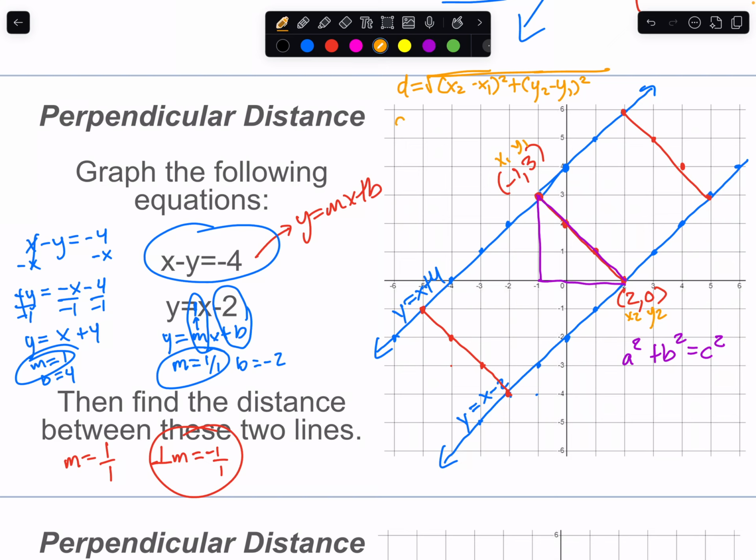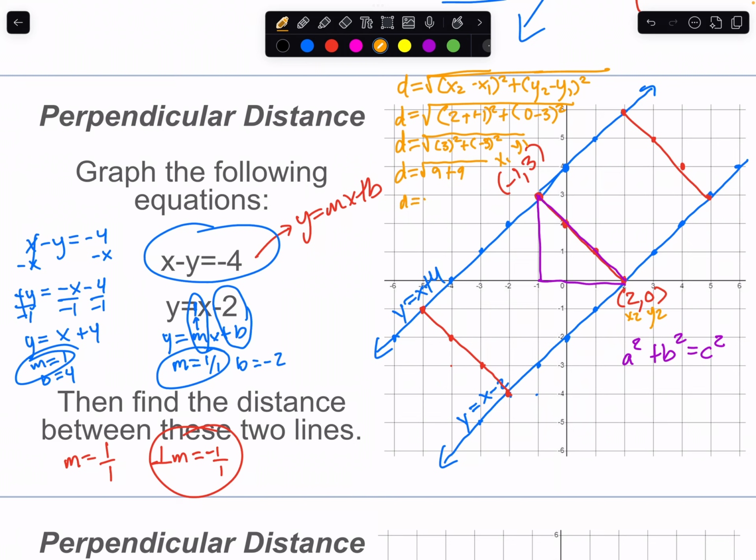I'm going to plug things into my formula, which is x2 is 2 minus negative 1 plus y2, which is 0 minus 3. As I simplify the parentheses, subtracting a negative is a plus. So 2 plus 1 is 3. This turns into 3 squared plus negative 3 squared. When I square the values, they will both turn into positive, because negative times negative is a positive, and positive times a positive is a positive.